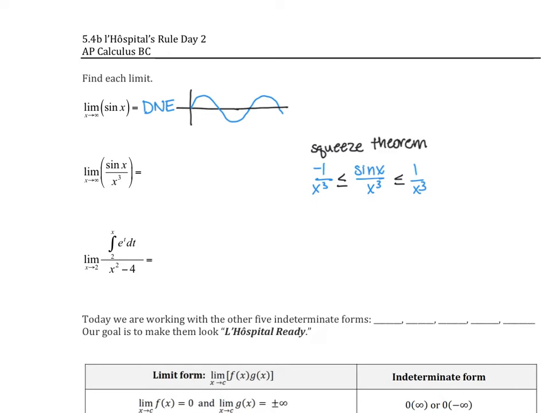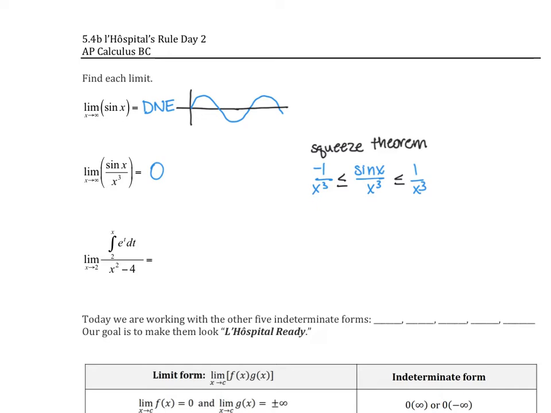So let's think about the limit as x approaches infinity of these two. What is the limit as x approaches infinity of these two? Well, I have -1 over a really, really, really big number, which means 0. And I have 1 over a really, really, really, really big number, which means 0. Therefore, by the squeeze theorem, the limit as x approaches infinity of sine of x over x cubed is 0. Great. On to the third one.